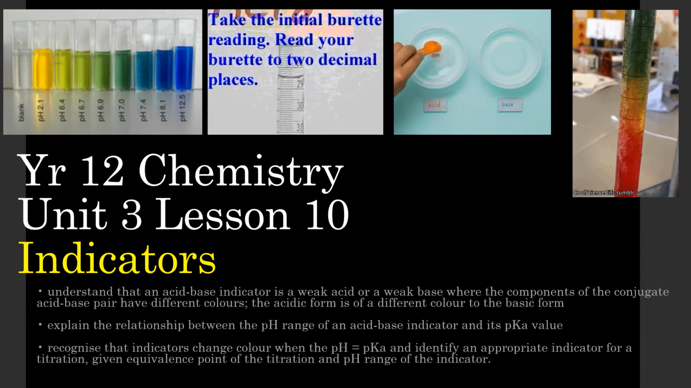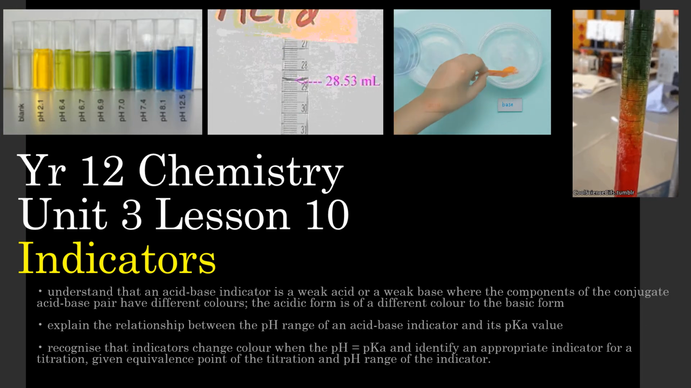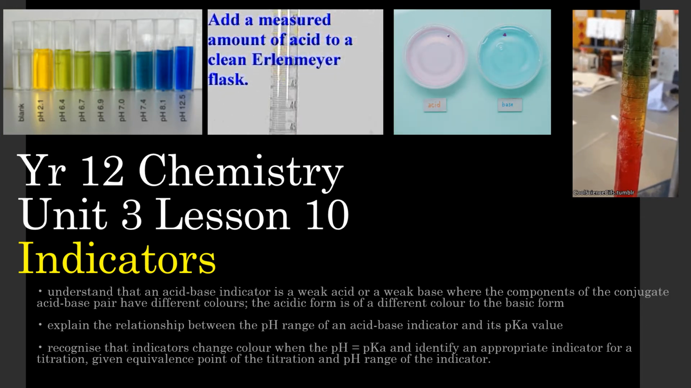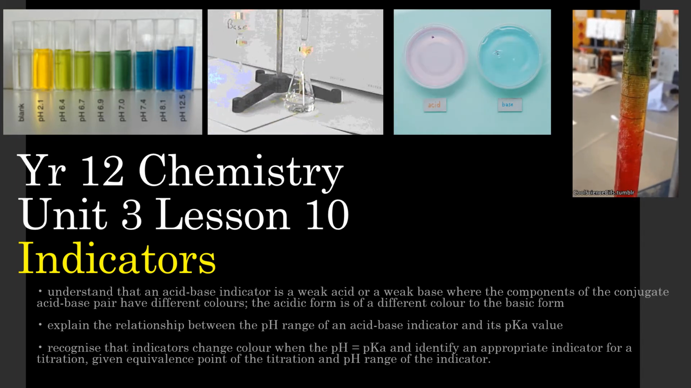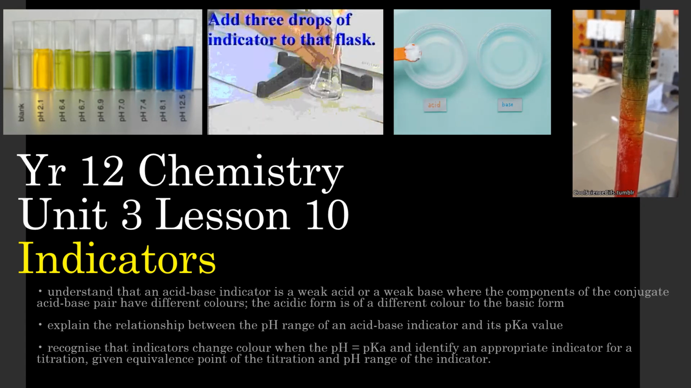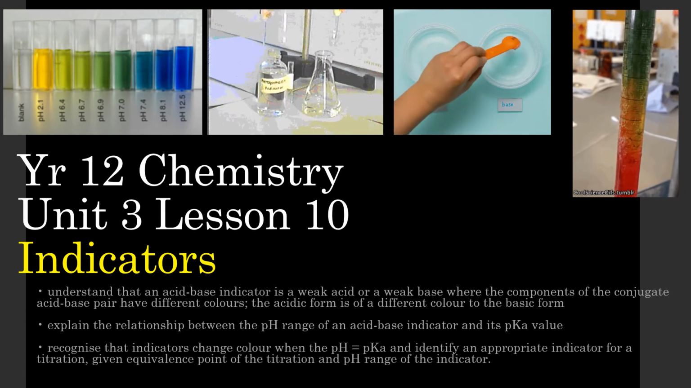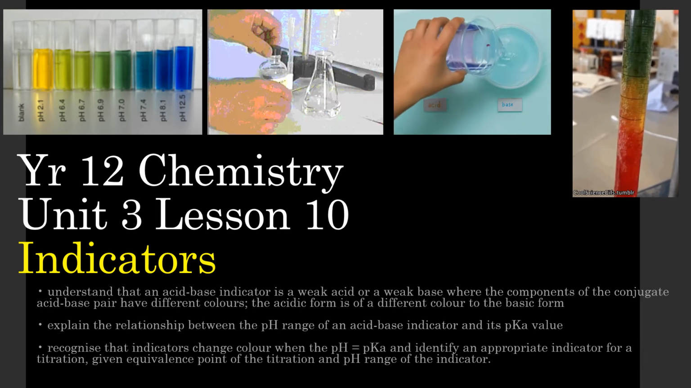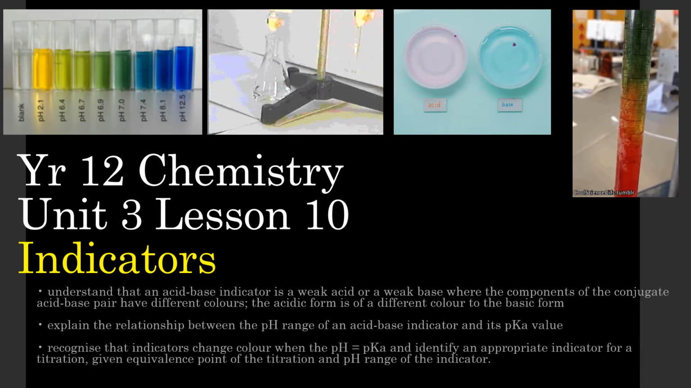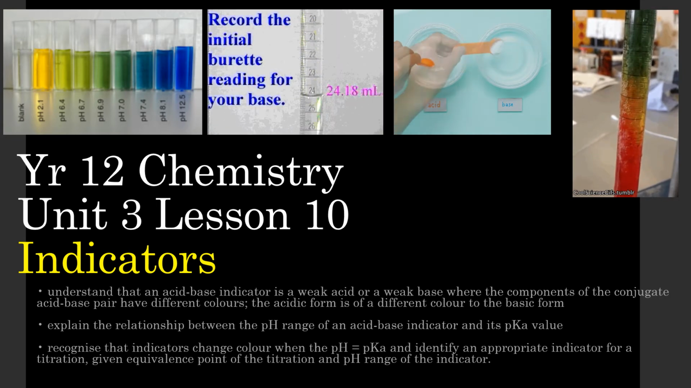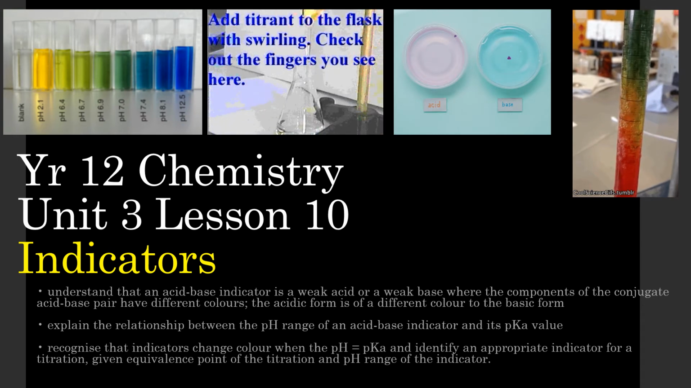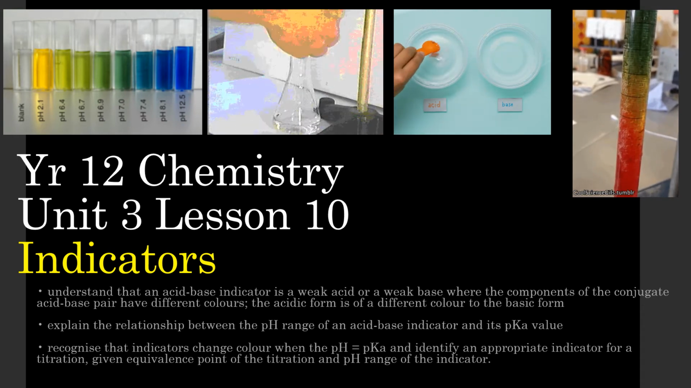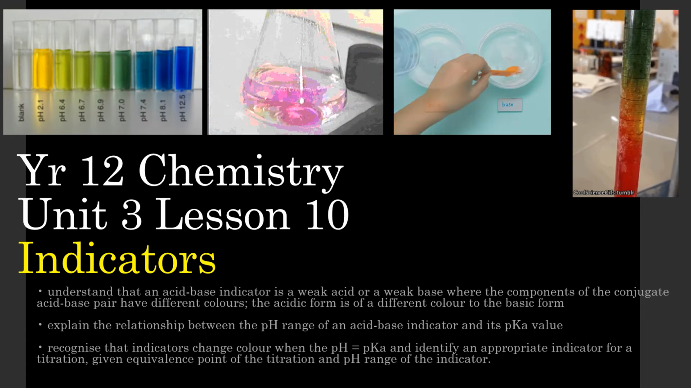The point of today's lesson is that we want you to be able to understand that an acid-base indicator is a weak acid or a weak base, where the components of the conjugate acid-base pair have different colours. So the acidic form is a different colour to the basic form. I should explain the relationship between the pH range of an acid-base indicator and its pKa value, and then recognise that indicators change colour when the pH equals the pKa, and identify an appropriate indicator for a titration given the equivalence point of the titration and the pH range for the indicator.